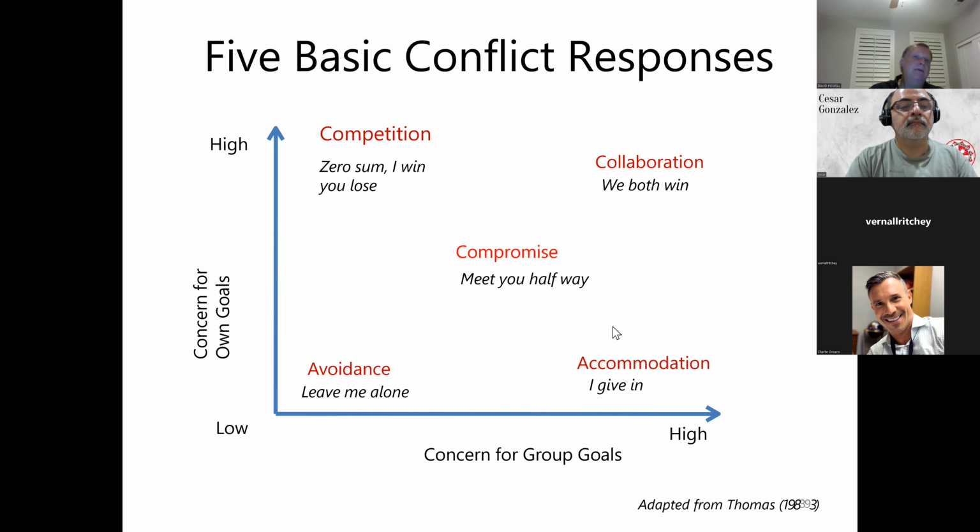Where you would hope to be, obviously, is the Mary Parker Follett collaboration. High concern for your own goals, high concern for the group goals, and so you collaborate by integrating ideas together to come up with a new way of approaching and solving the problem. Now, obviously, getting to collaboration is difficult, but effective leaders find a way to get from compromise, hopefully, to collaboration.